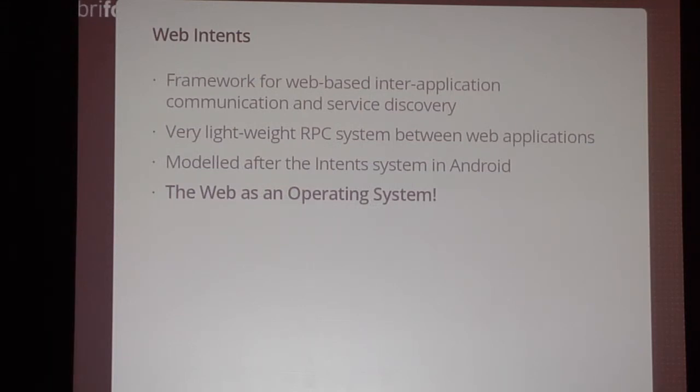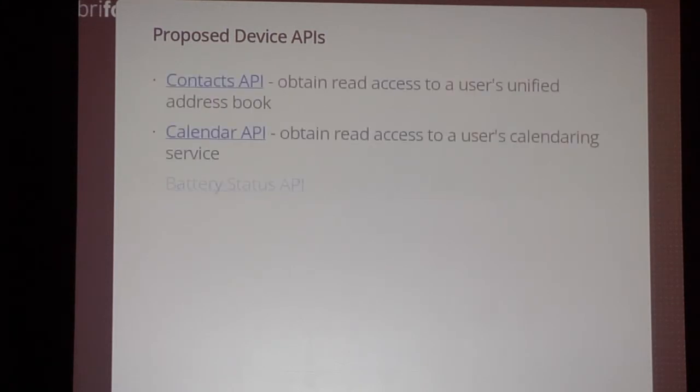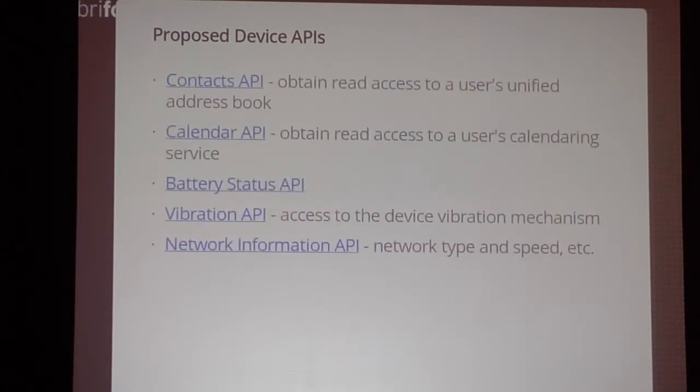By the way, Google had their event not long ago, and they had a cool presentation about this. So if you search in YouTube, you can probably find the video of it there. But it really shows how the web is evolving to become a platform, like an operating system in and of itself. There are other proposed device APIs, stuff like contacts, calendars, and whatnot.